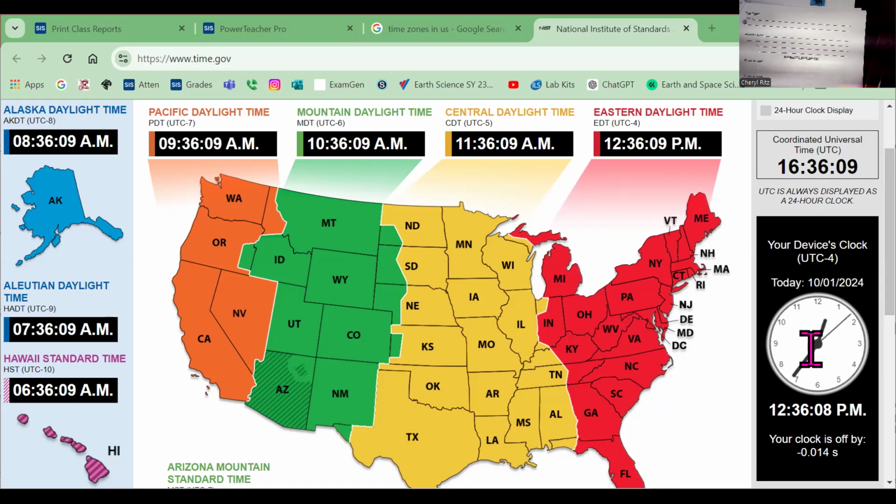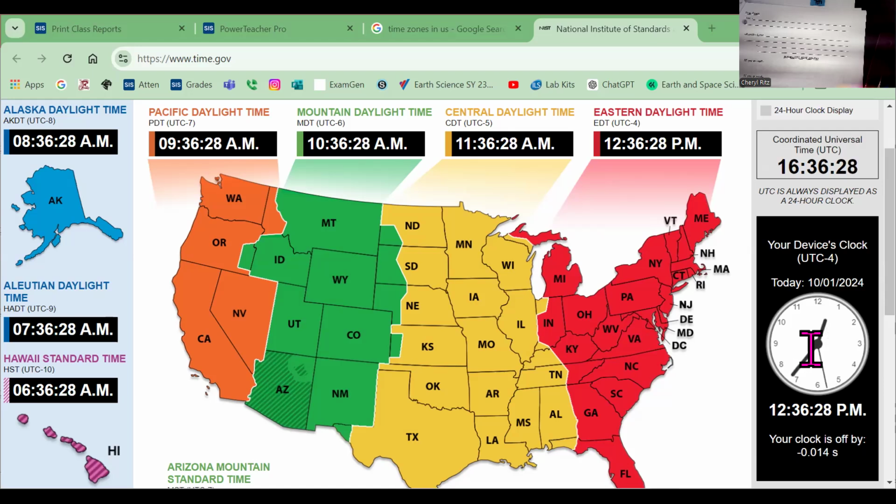So Canada follows these same general patterns, but again, they do adjust a little bit depending on their counties or their state line, province lines. But for the most part, if you follow this up, it'll be the same.